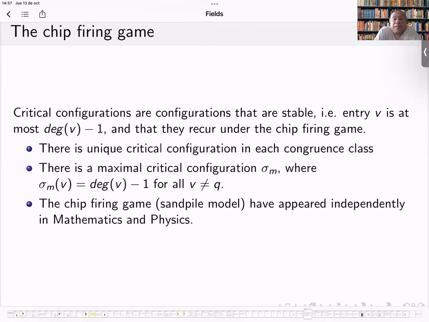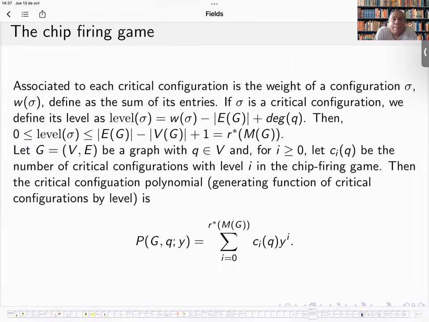This game appears in mathematics, but also appears in physics and is called the sandpile model. And they are totally equivalent. So what does this have to do with matroids? Well, associated to each critical configuration, there's naturally a weight function that is just the sum of the entries. But Biggs realized that this wasn't exactly the statistic that was related to the matroid. So the better statistic was the level of the critical configuration. That's the weight of the configuration minus the number of edges plus the degree of Q. Then the level will be a function between zero and the corank of the graphic matroid.